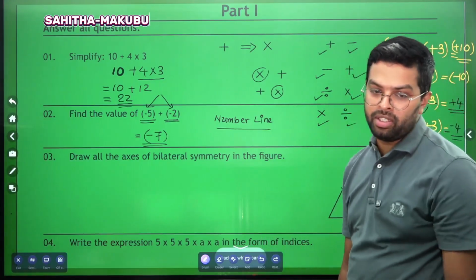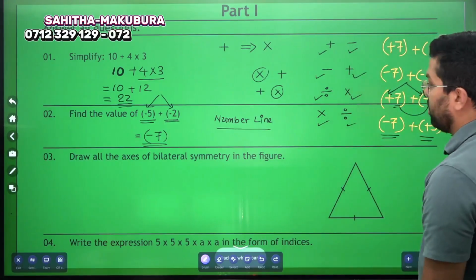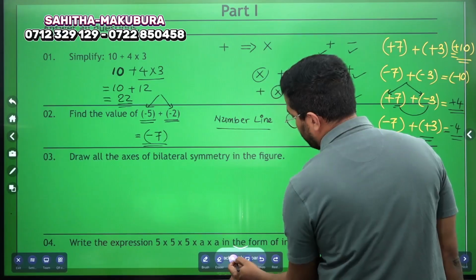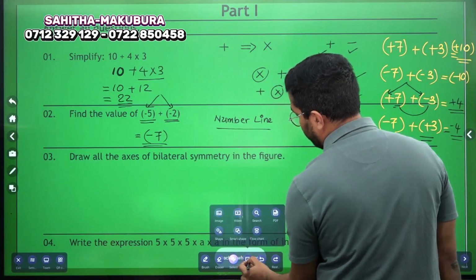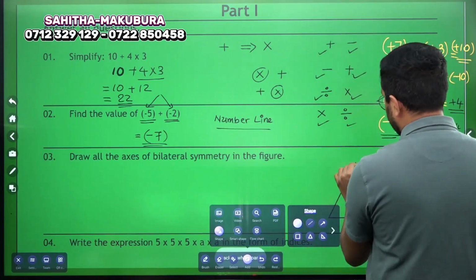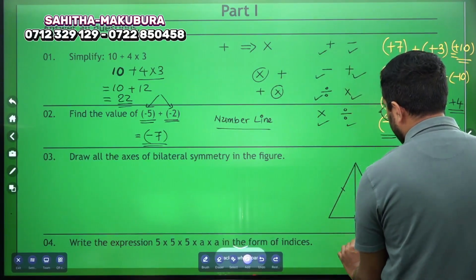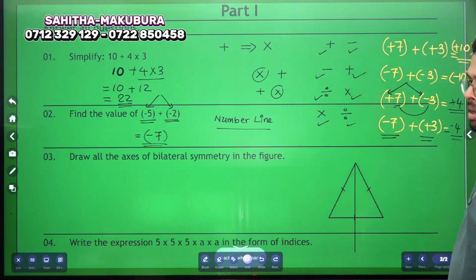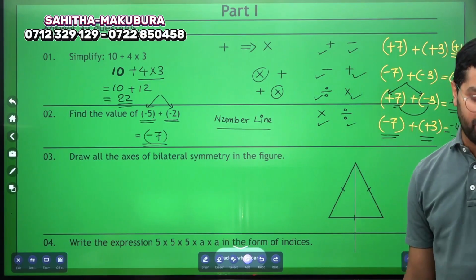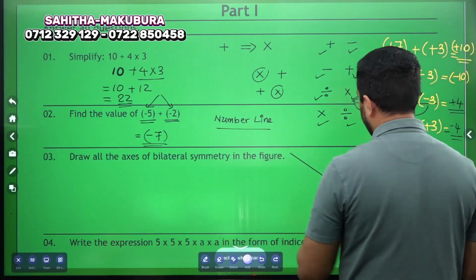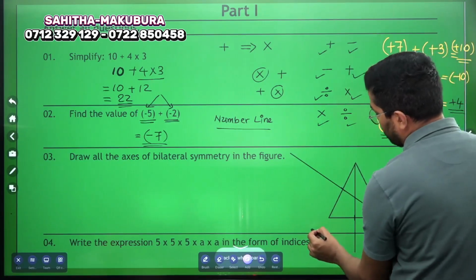Next question. Draw all the axes of bilateral symmetry in the figure. So what are the axes of bilateral symmetry here? If you fold this triangle using this particular line segment over this line segment, you will be getting a bilateral symmetric figure. If you fold it like this, then again you will be getting a bilateral symmetric figure.